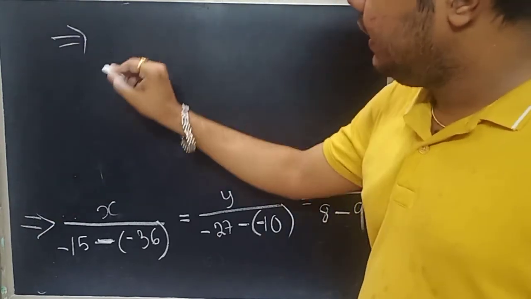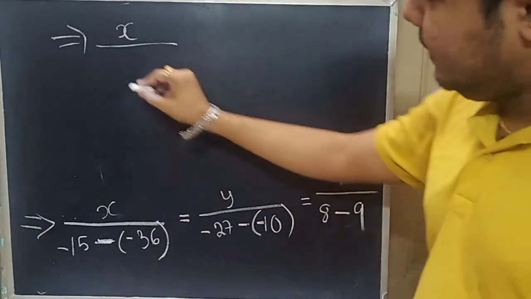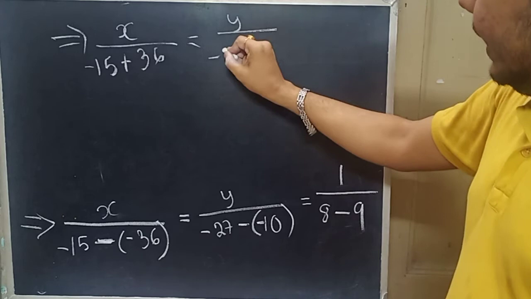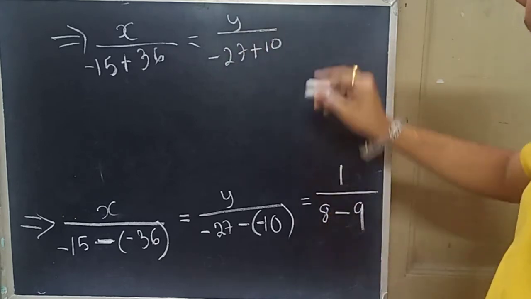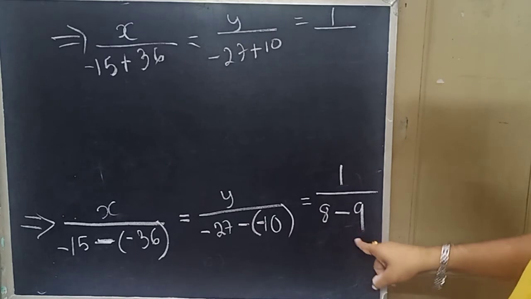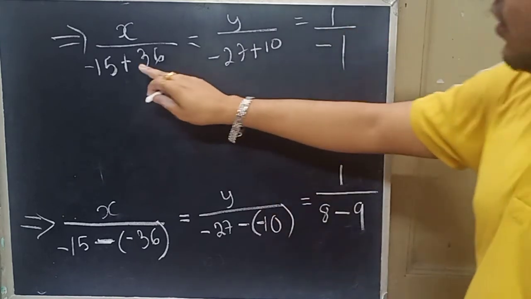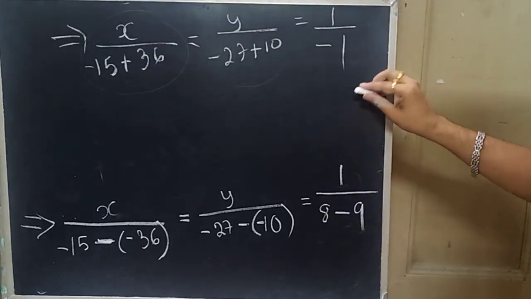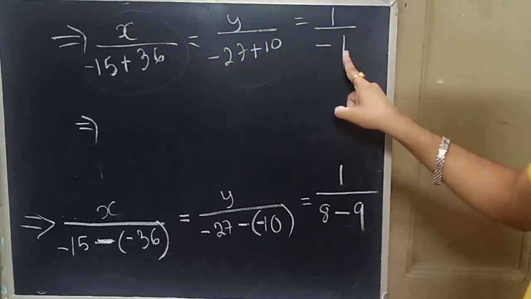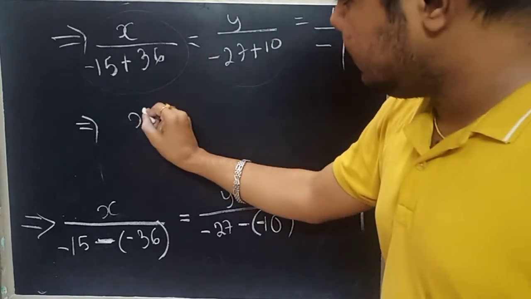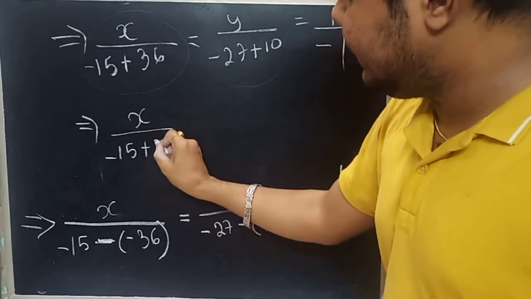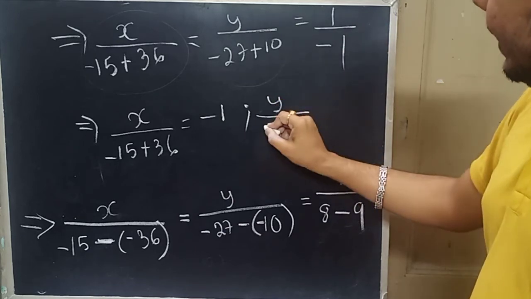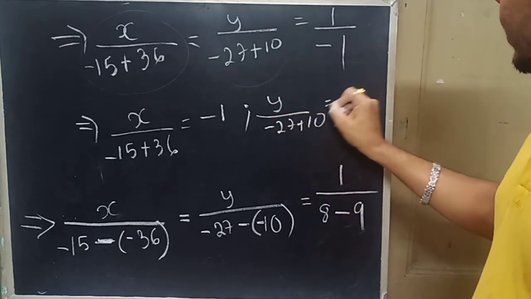How? Just see. x by minus 15 plus 36 equals y by minus 27 plus 10 equals 1 by 8 minus 9, which is minus 1. So this is the value for x, this is the value for y, and this is my constant term. We are going to equalize this with this and this with this. x by minus 15 plus 36 equals minus 1, and again y by minus 27 plus 10 equals minus 1.